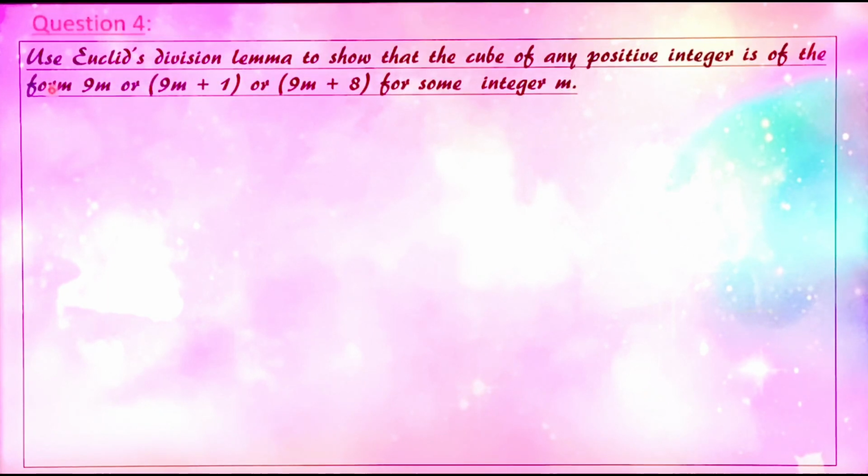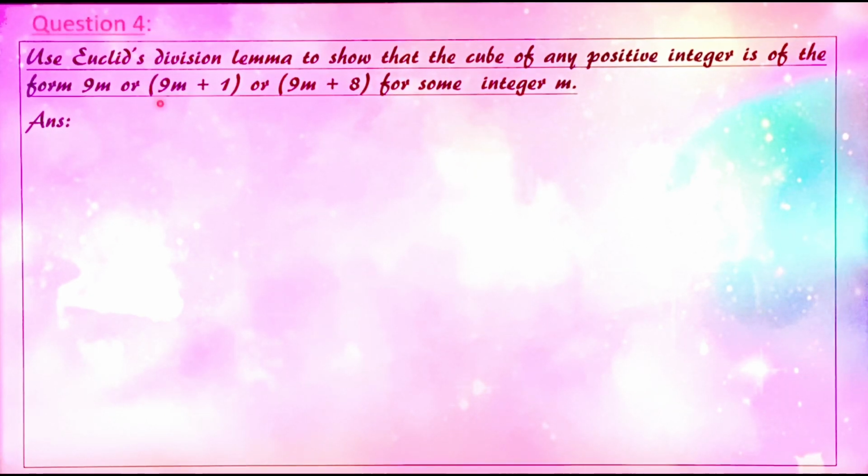Let's discuss the next question. Question 4. Use Euclid's division lemma to show that the cube of any positive integer is of the form 9m or 9m plus 1 or 9m plus 8 for some integer m. It is similar to the previous one.